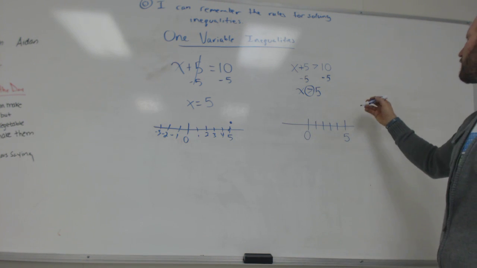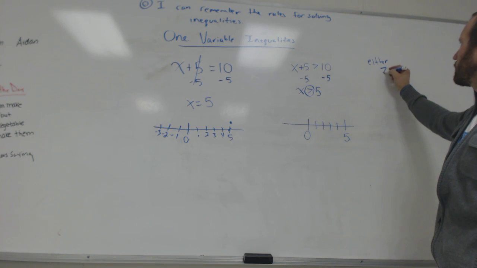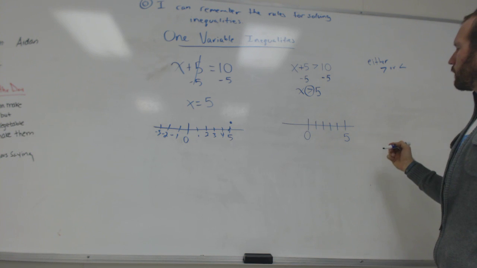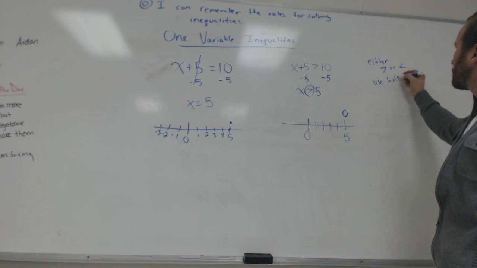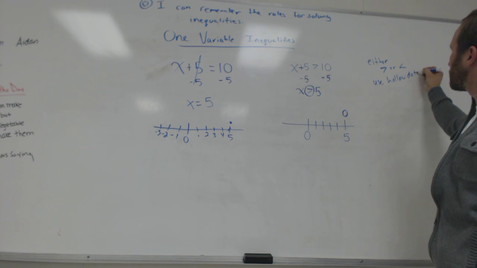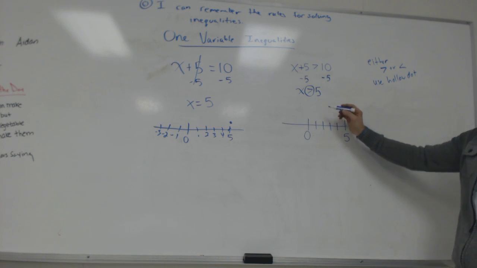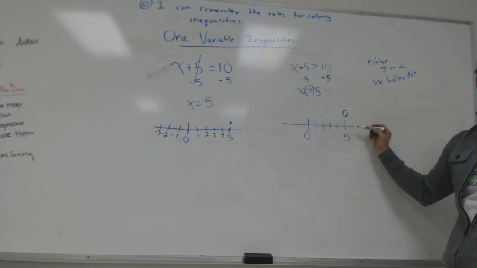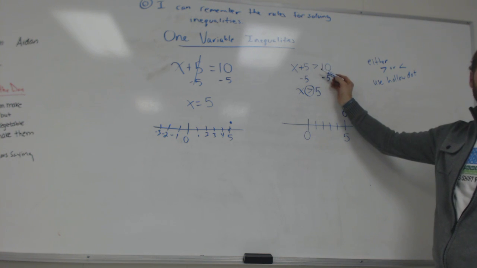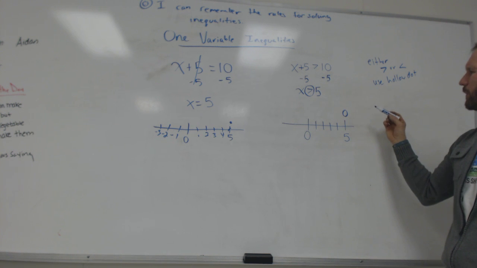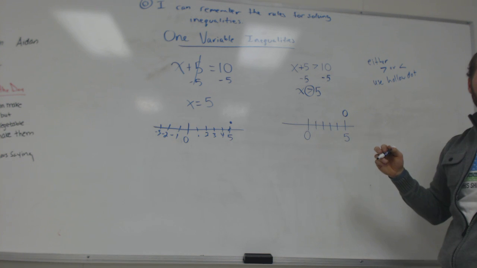If the symbol is either greater than or less than, we use a hollow dot. Okay? So I'm going to put a hollow dot at 5 because x can't actually be 5. 5 plus 5 is not greater than 10. It's not true. But anything slightly larger than 5 would make that true.